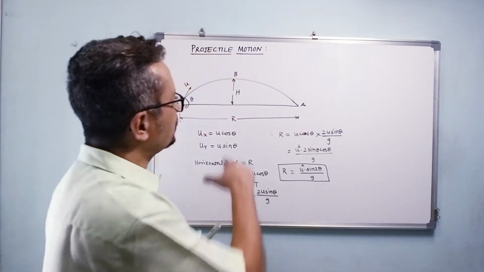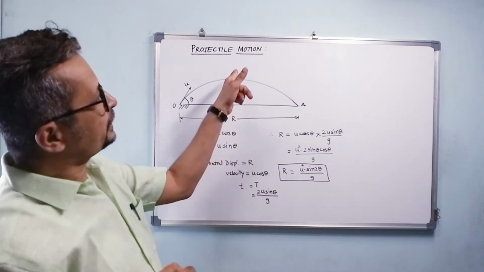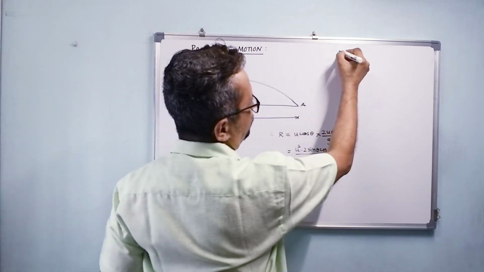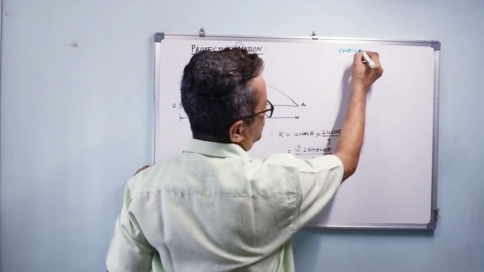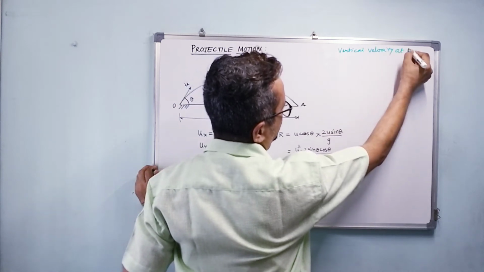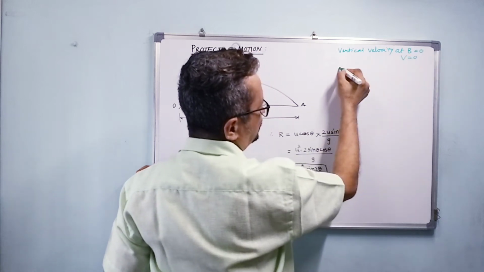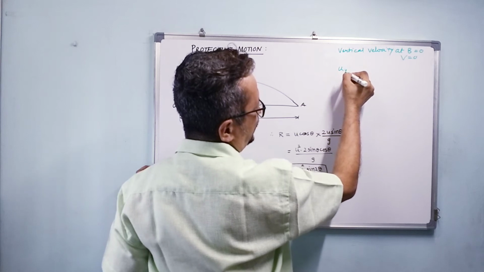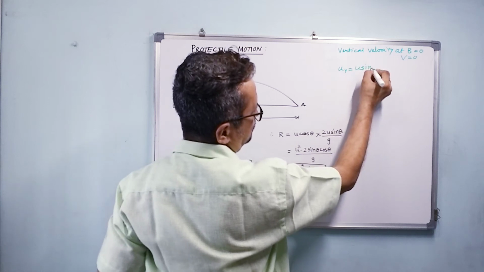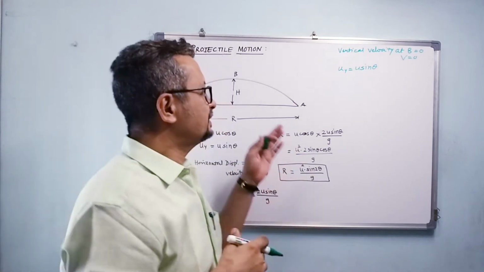Now let's find the expression for maximum height reached. For that we know that the vertical velocity at point B is 0. So vertical velocity at B is equal to 0, that is v equal to 0. And what is the initial velocity? Initial vertical velocity uy is equal to u sin theta, correct? So my vertical displacement is h.